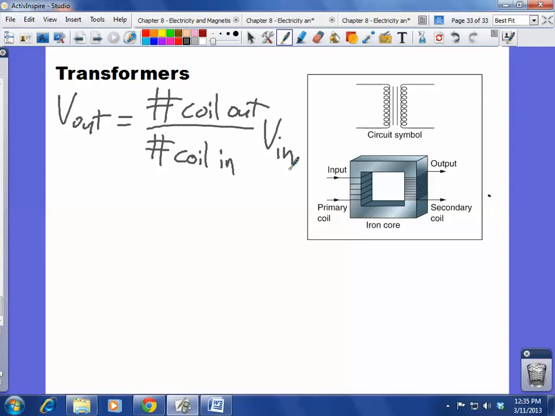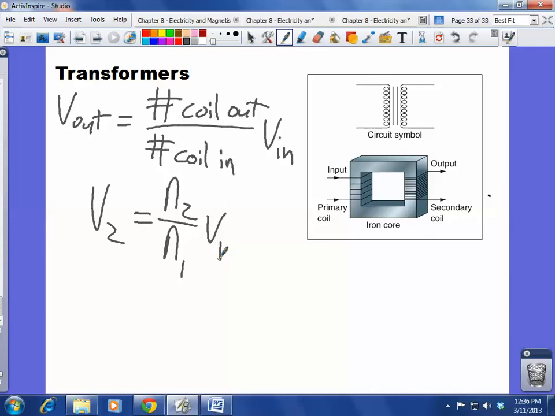And we can rewrite this a little simpler. We just say 2 is going to be our output. V2 is equal to N2 over N1 times V1, the input. So the voltage coming out here is dependent on the voltage coming in and this ratio of the number of coils going out and the number of coils coming in.